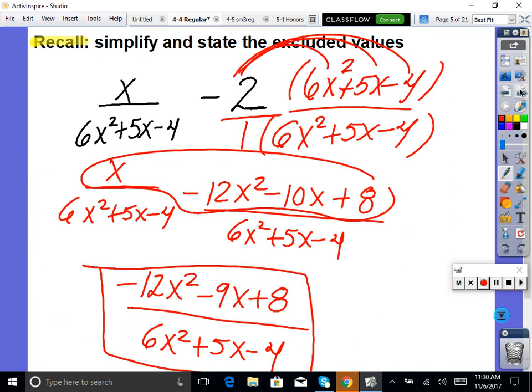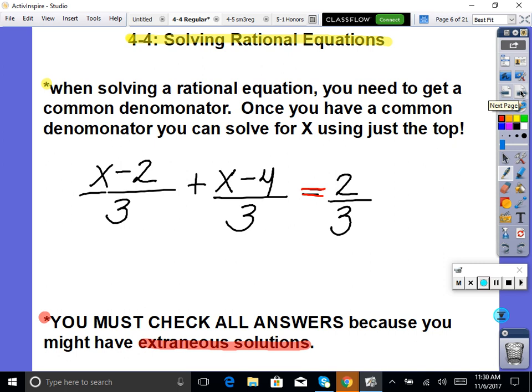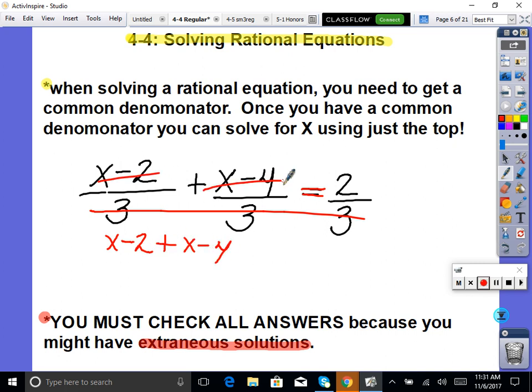So now we're going to be solving a rational equation. Here's the rule. You might want to write it down. When solving a rational equation, you need to get a common denominator. The nice thing is, once you have a least common denominator, you can literally just solve the numerator. You can ignore it and just solve the top. So look at this example. Isn't our denominator already the same? We're trying to find the x that's going to make this a true statement. So because the denominator is the same, we can literally ignore it and just solve using the top. So my statement is x minus 2 plus x minus 4 equals 2.